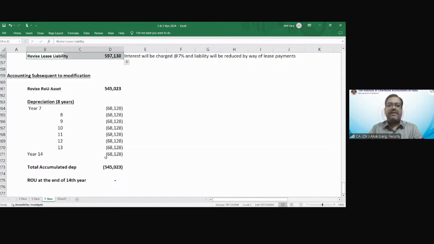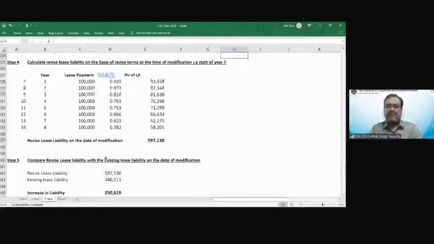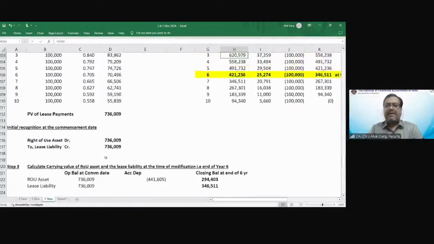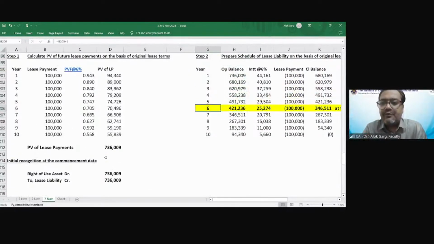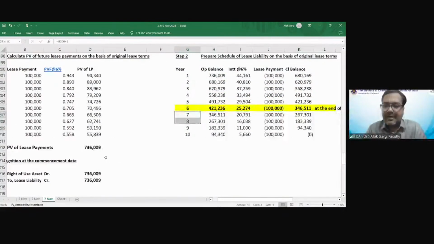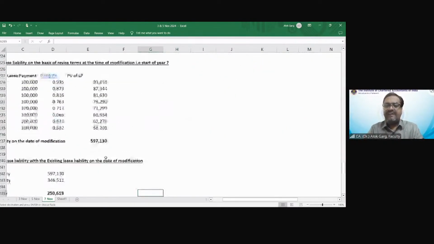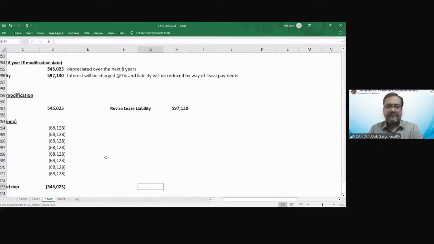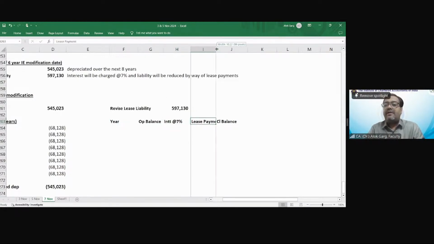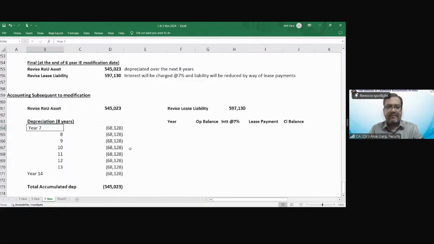Now let's talk about liability. This is what you want from me. Yes, sir. So let me prepare the liability schedule. See, up to the end of the 6th year accounting we have done. Now where do we have to start, Anu? We have to start from year 7. Okay? Yes, sir. So here instead of 6% I'll write 7%. Why? Because we have done the discounting of the revised lease liability at 7%, so we will charge interest also at 7%.